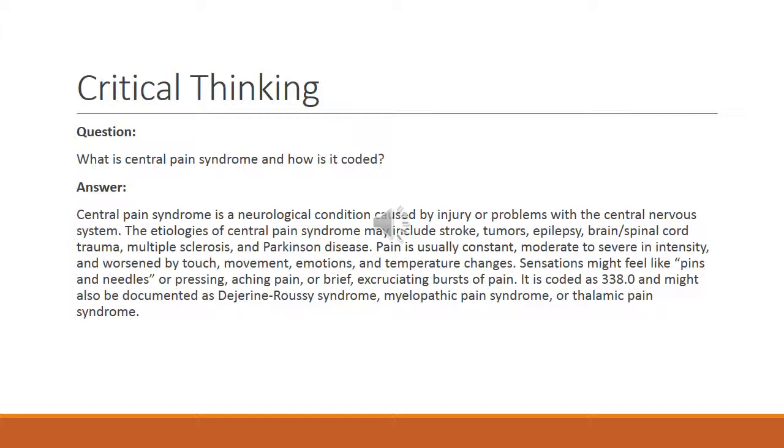It's coded as 338.0 and might also be documented as Dejerine-Roussel syndrome or myelopathic pain syndrome, or thalamic pain syndrome.